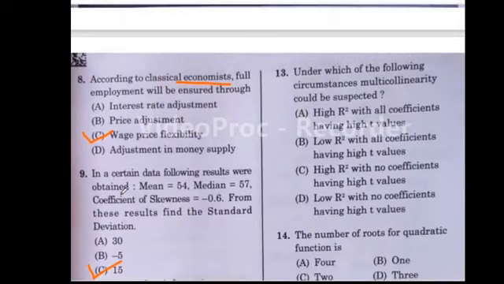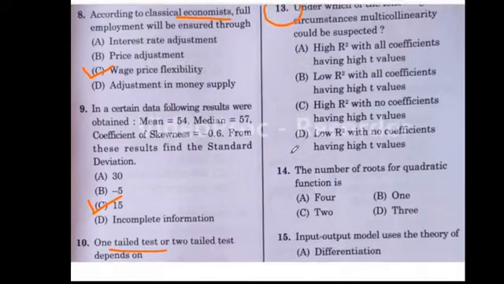Yes, question number 13: Under which of the following circumstances multi-collinearity is suspected? Yes, friends, this question also I did not find the correct answer. I am having a little bit of confusion here. So, if anyone has solved this question, you can comment the answer in the comment box.